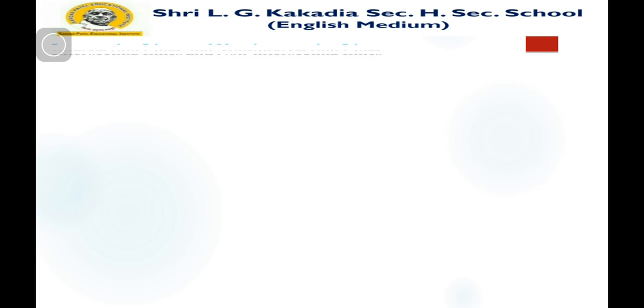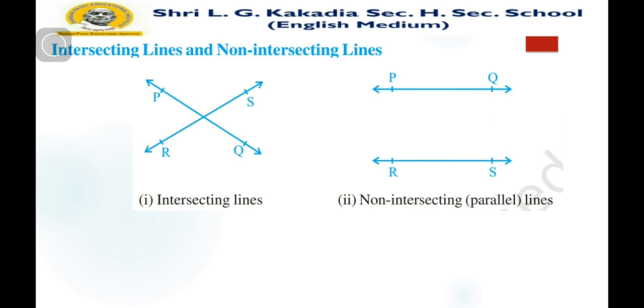Now, one more two things: intersecting lines and non-intersecting lines. When the given two lines are intersecting, fine. If they are not intersecting even after extending them to infinity, then we can say that they are non-intersecting lines. So here you can see in the figure two lines PQ and RS. You can say that both the lines intersect at a point. So these two lines are known as intersecting lines.